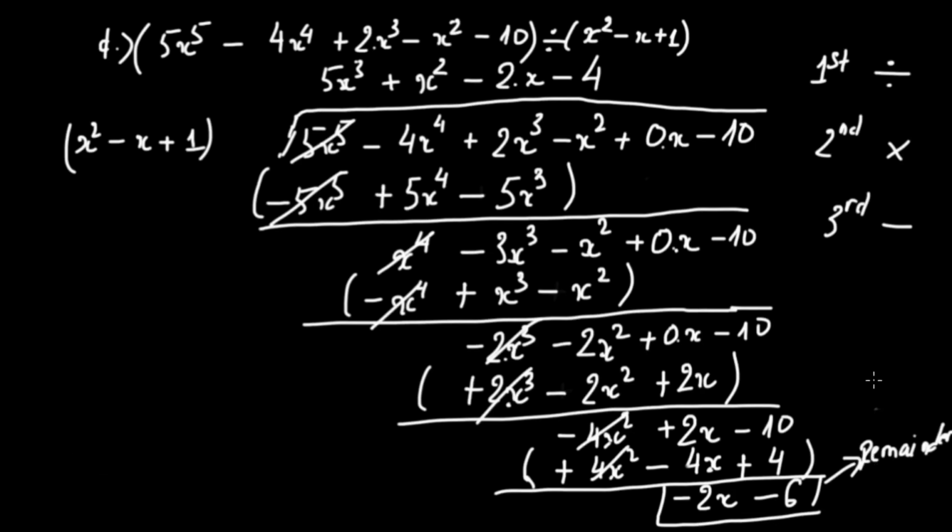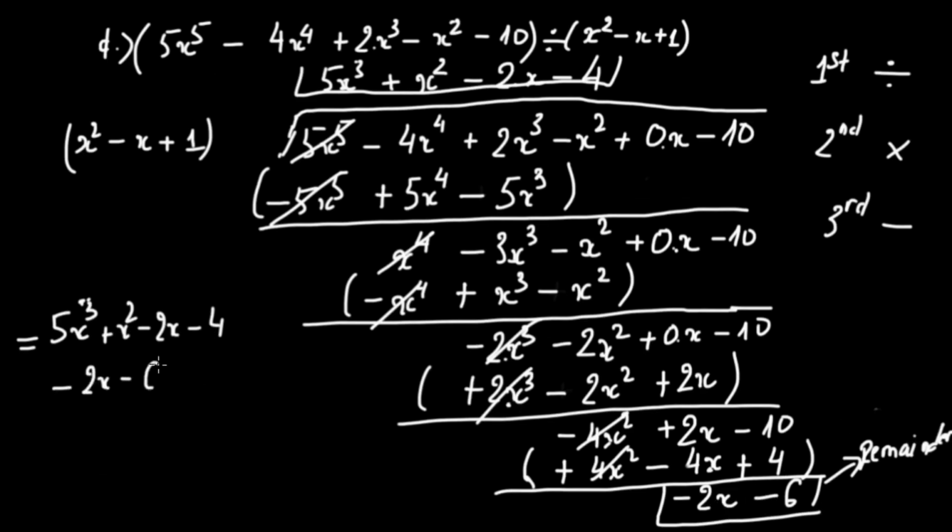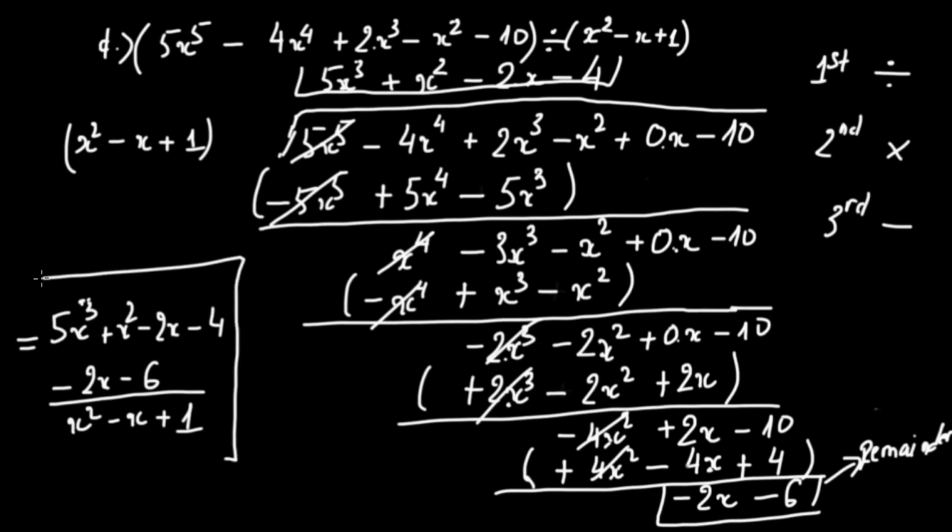Now we want to write the result for question D. We need to write down the quotient. We put the quotient here, which is 5x to the third plus x squared minus 2x minus 4. Because the remainder here is not 0, you need to include the remainder here. We need to write down minus 2x minus 6 divided by the divisor here, which is x squared minus x plus 1. And this is the final answer for question D.